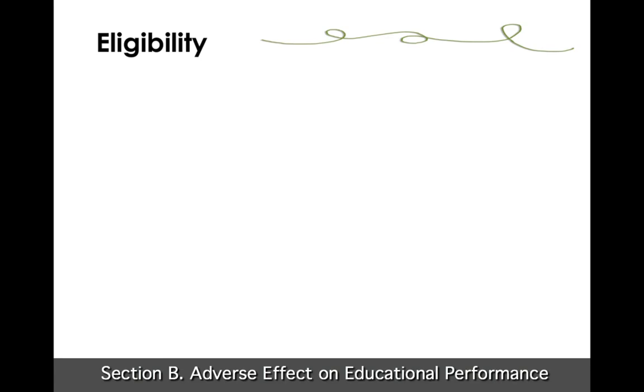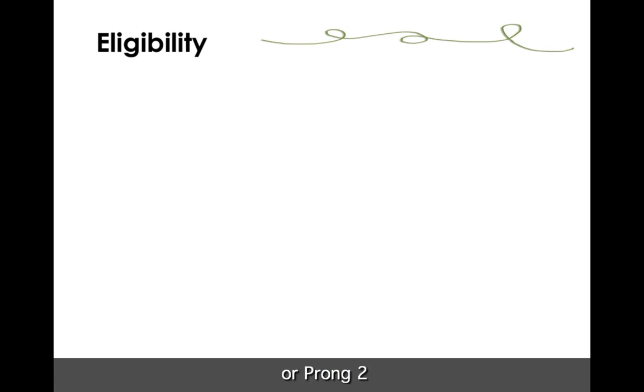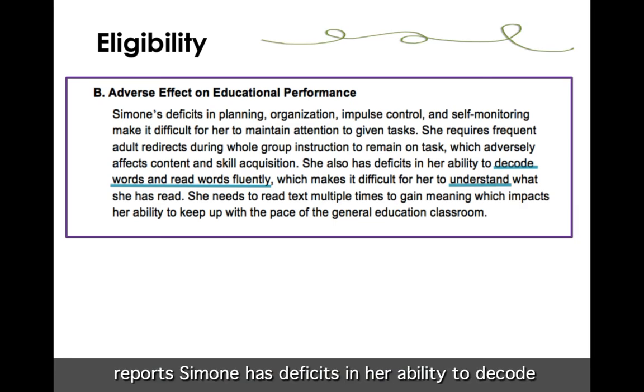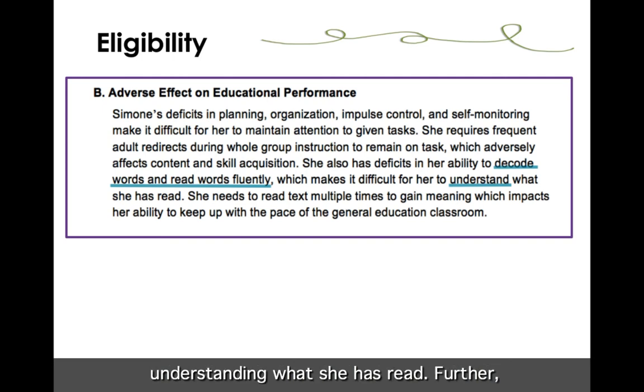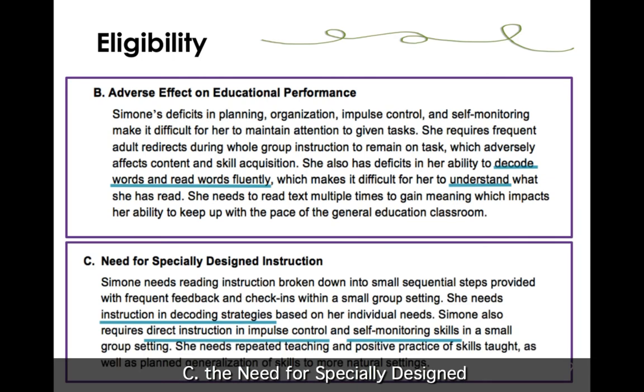Section B, Adverse Effect on Educational Performance, or Prong 2, reports Simone has deficits in her ability to decode and read words fluently, leading to difficulty understanding what she has read. Further, C, the need for specially designed instruction, or Prong 3, Simone needs to be taught decoding strategies. She needs direct instruction in impulse control along with self-monitoring skills to help her focus in small groups within the special education classroom. The thread of information is present in all 3 parts of the summary of evidence, outlining Simone's unique learning profile.